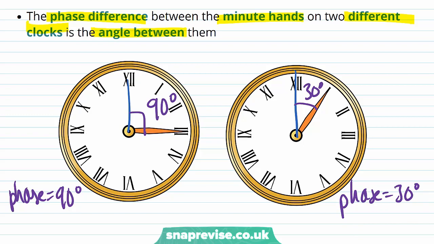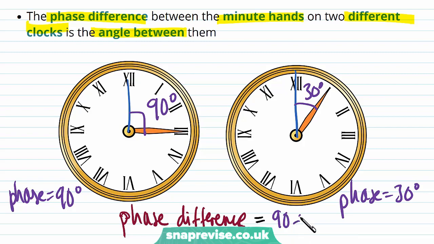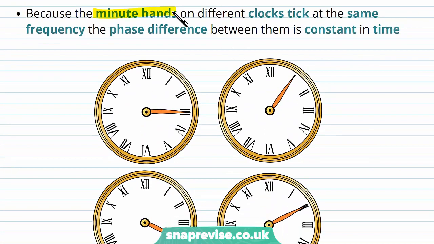Now, if we want to calculate the phase difference, we can simply calculate the difference between the two angles. So the phase difference between these two minute hands on the different clocks is just given by 90 minus 30. So it's going to be equal to 60 degrees. Because the minute hands on different clocks tick at the same frequency, the phase difference between them is constant in time.